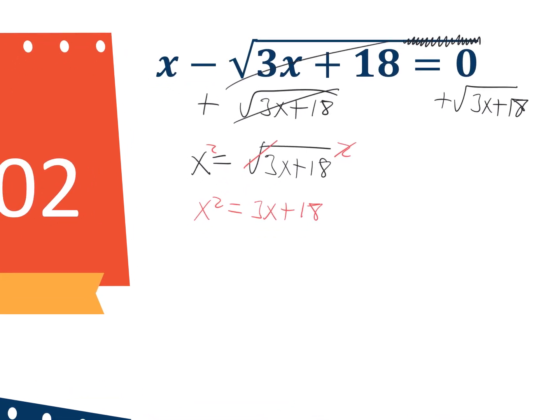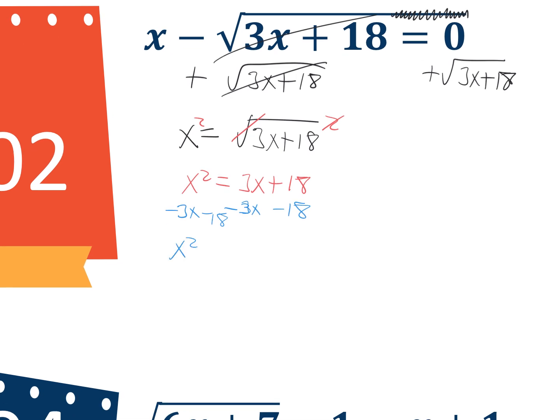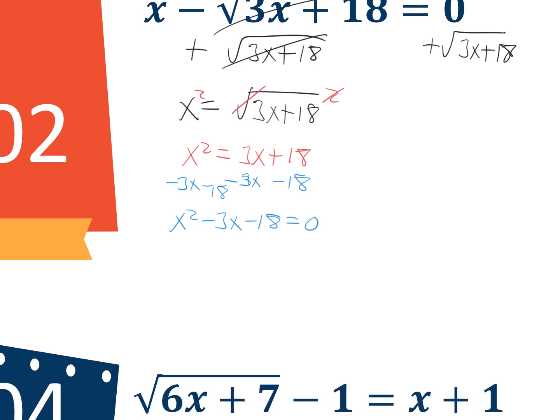And now just like the last time, we want to get everything to one side. So let's subtract 3x. And let's subtract 18. And so we're left with an x squared minus 3x minus 18 equals 0. All right, and now you want to solve this equation for x. Now, again, do it any way that you like, but always check if you can factor it first because that's going to save you the most time.